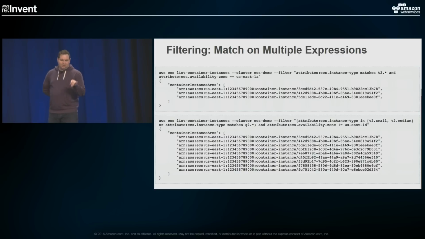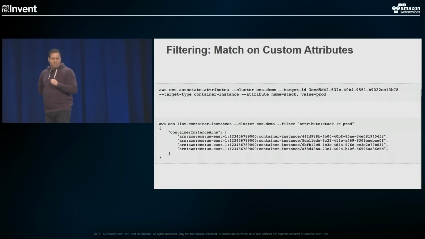Here's an example of how you can start putting these expressions together. So I want to run my task on any T2 in US East 1A, right? Or perhaps even more complex, I want to run on any T2 small, medium, or a GPU instance, a G2 instance, but don't place this in US East 1D, right? So we also take the negative expression there.